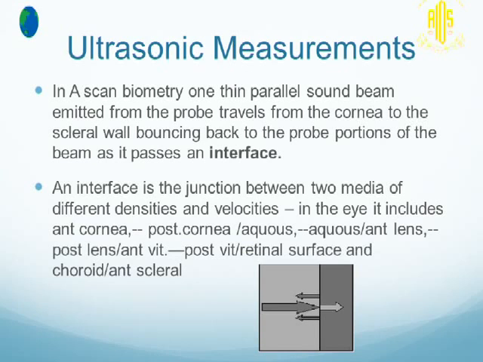In A-scan biometry, one thin parallel sound beam emitted from the probe travels from the cornea to the sclera, bouncing back to the probe portions of the beam as it passes an interface. An interface is a junction between two media of different densities and velocities. In the eye, we have multiple interfaces. We have the tear film and anterior corneal interface, the posterior cornea and the aqueous interface, the aqueous and the anterior lens interface, the posterior lens and the anterior vitreous interface, the posterior vitreous and the retinal surface, and the choroid and the scleral interface.